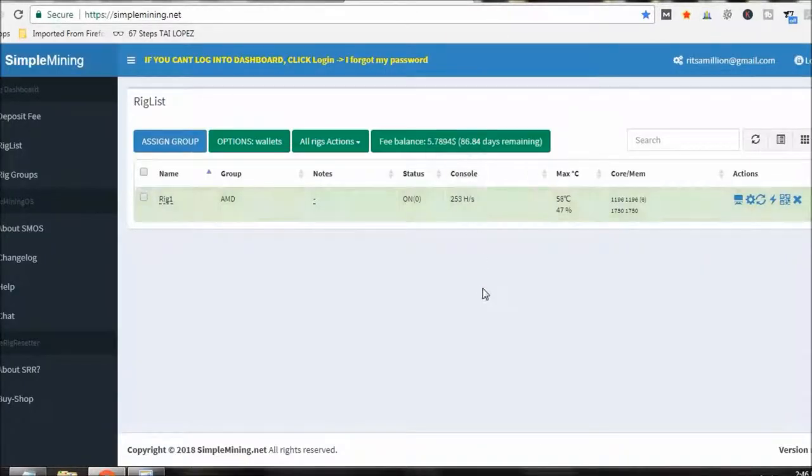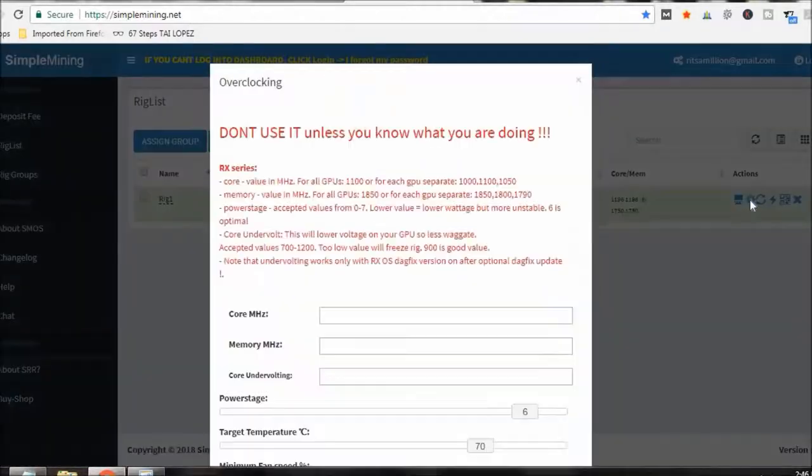So here's my rig, 253 mega hash, that's two RX560 cards. It's not a lot, I know, but it is making money. It is profitable. I found the best settings I could as far as overclocking and stuff like that. The power stage I had at 3 crashed maybe 2 or 3 times a day, but since I moved it back up to 6, it's been fine.